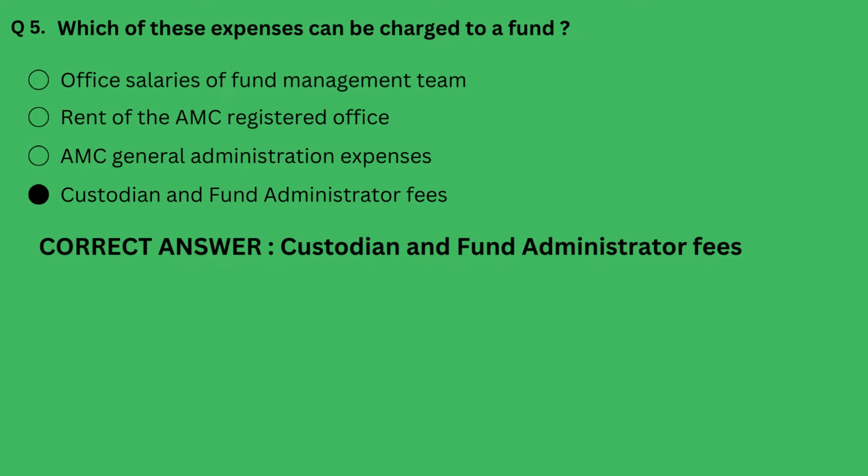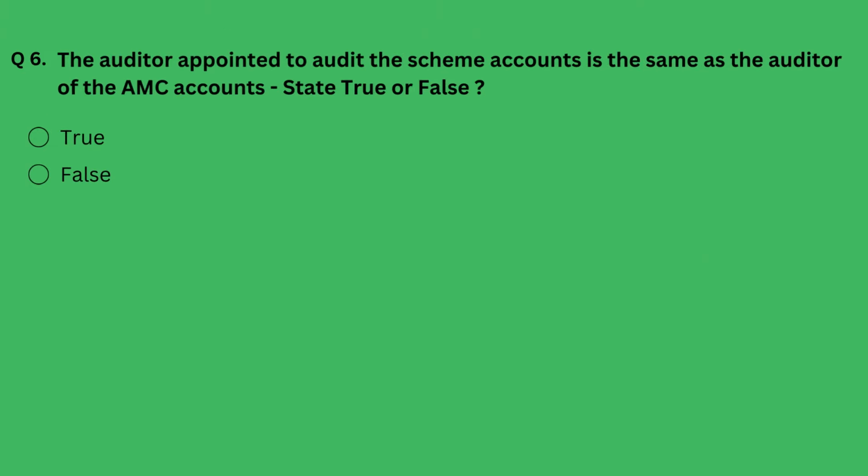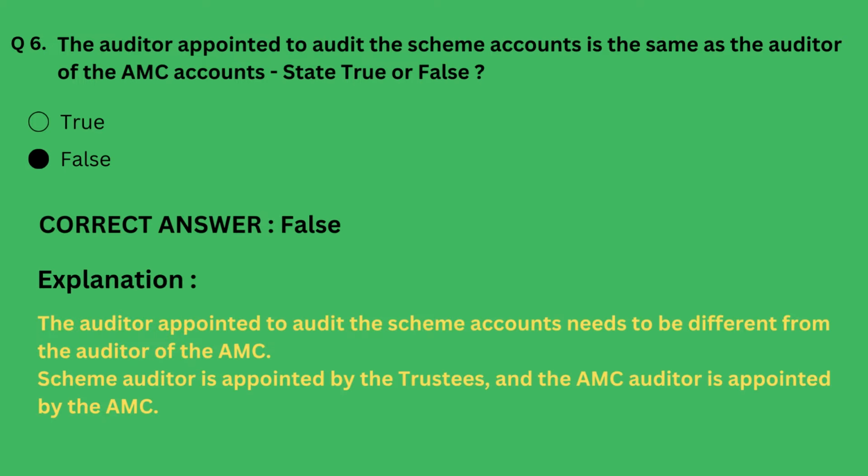Let's move to the next question. The auditor appointed to audit the scheme account is the same as the auditor of the AMC account. State true or false. The correct option is false. The auditor appointed to audit the scheme accounts needs to be different from the auditor of the AMC. Scheme auditor is appointed by the trustee and the AMC auditor is appointed by the AMC.